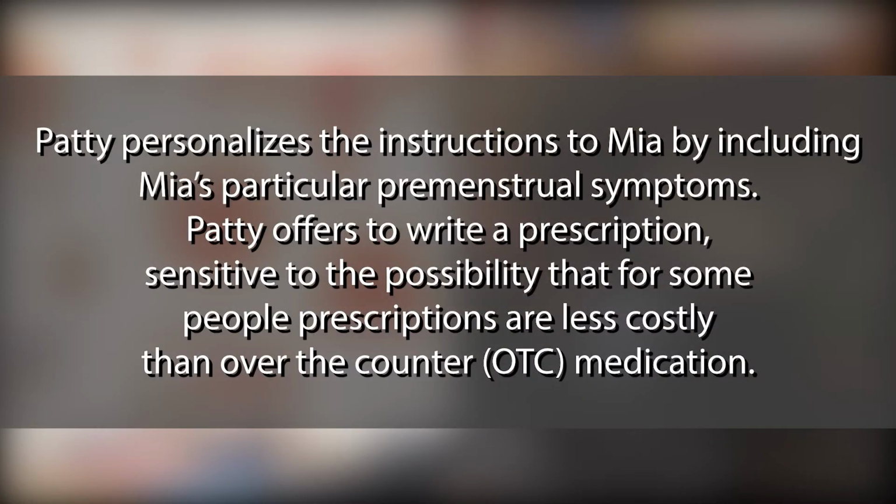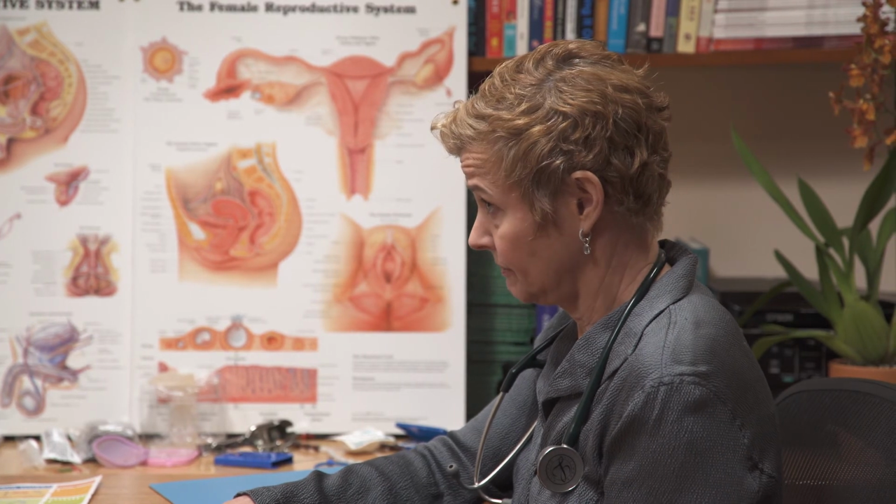So if you want to try this, then what I would suggest... Patty personalizes the instructions to Mia by including Mia's particular premenstrual symptoms. Patty offers to write a prescription sensitive to the possibility that for some people, prescriptions are less costly than over-the-counter medication. When your period's coming on, and you know that your period's coming on, you can feel your backache, start taking the naproxen sodium. On the package, it'll say 1 tablet in the morning, 1 in the evening with food. Just double that, 2 in the morning and 2 in the evening.